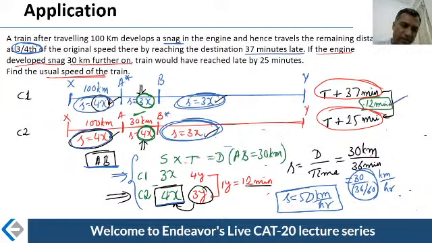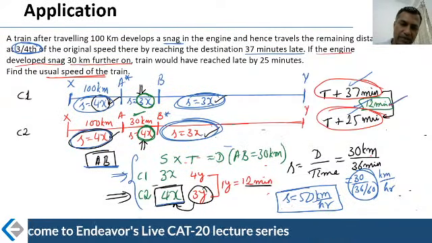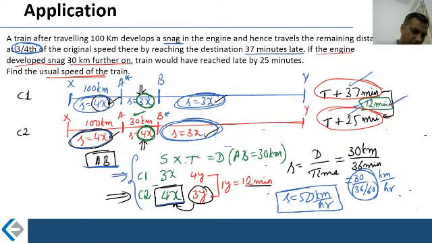Then where is this 12 minute saving coming from? That is between 37 and 25. Where is the 12 minute saving coming from when you subtract? It is because of this. On one hand you have 3x, on the other hand you have 4x.